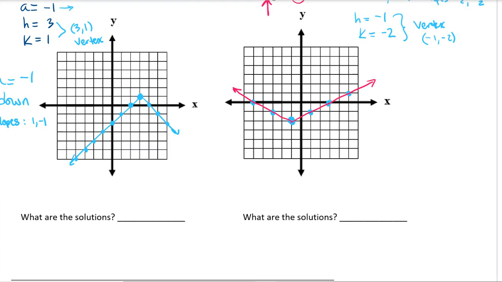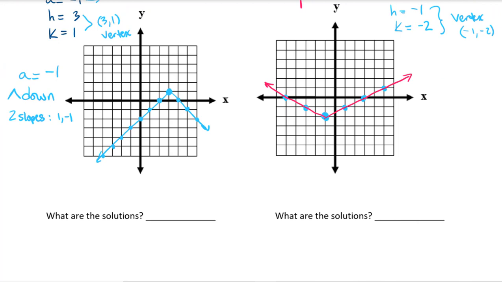Now, the last thing, what are the solutions? So on the one that is the equation, I'm going to look right here at this value and right here at this value where they cross the x-axis. And that crosses the x-axis at 2, or I could write that as the point 2 comma 0. And my other solution is over at 4, or we could write that as 4 comma 0. So those are the solutions there.